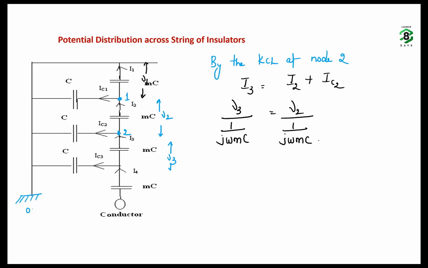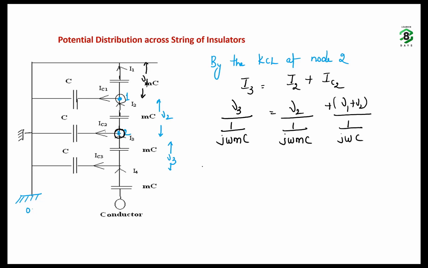Now the point here is, what is the voltage of this node 2 with respect to this tower body? What is the voltage between this point and the tower body? Understand? Here node 1 is at a voltage of V1 with respect to ground. Now node 2 is at a voltage of V1 plus V2 with respect to ground. So here you are going to get V1 plus V2 divided by 1 by j omega C.